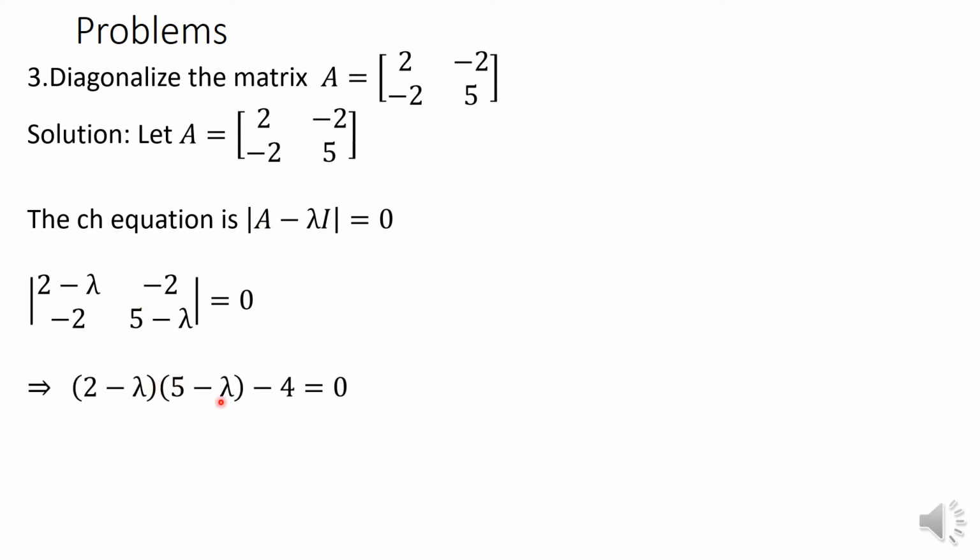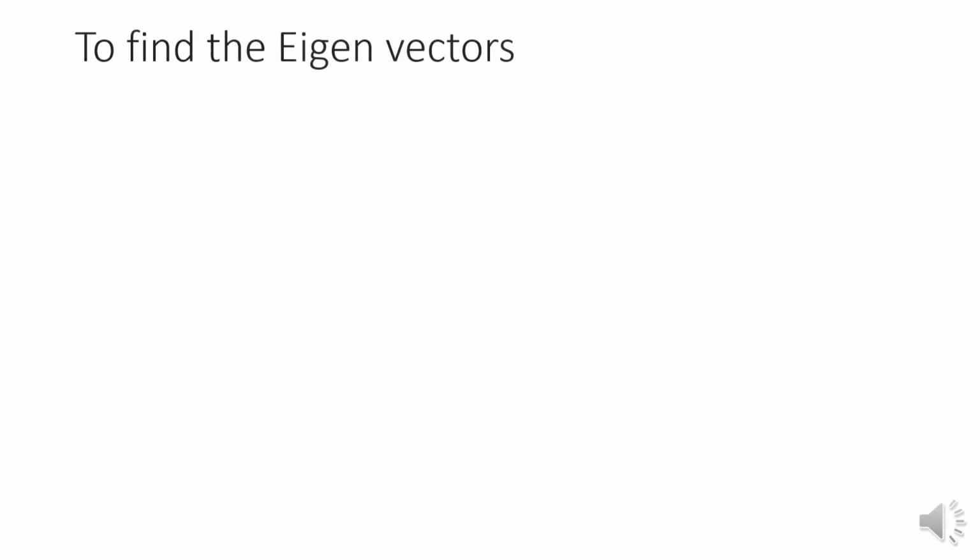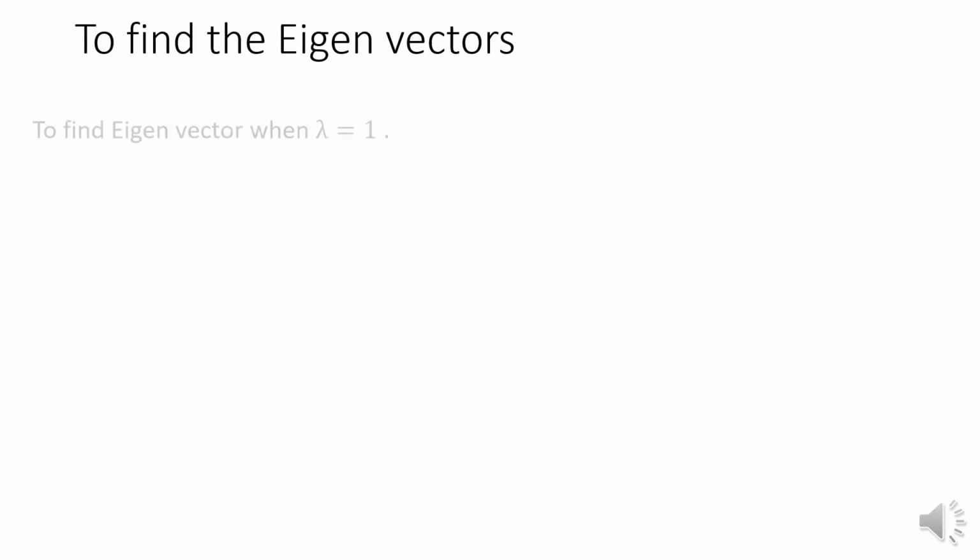Solve that one. You are going to get the equation like this: lambda square minus 7 lambda plus 6 is equal to 0. So therefore the eigenvalues of this matrix are lambda is equal to 1 and lambda is equal to 6. Now let us try to find the eigenvectors corresponding to lambda is equal to 1.